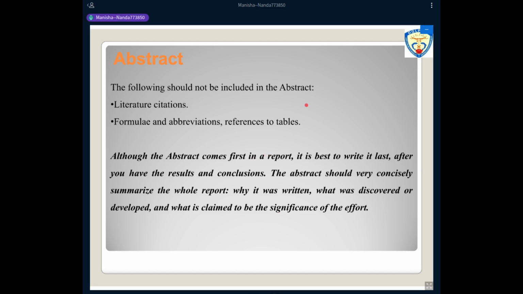The following should not be included in the abstract: literature citations, formulae and abbreviations, and any references to tables. Okay, so although the abstract comes first in a report, it is best to write it last, obviously, because we have to tell about our findings and our conclusions, and obviously you will do a lot of literature survey again, while you can say after conducting your experiments, once you get your research.